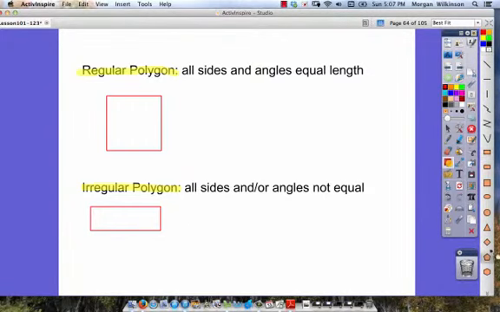Let's look at another. Here we've got a pentagon. If we draw this pentagon, this one looks like it's regular because all the sides are the same length and all the angles are the same measure. If we draw another pentagon, let's draw it like this. You can see clearly that all the side lengths are definitely not the same length. So it's an irregular polygon. Let's look at our next example.